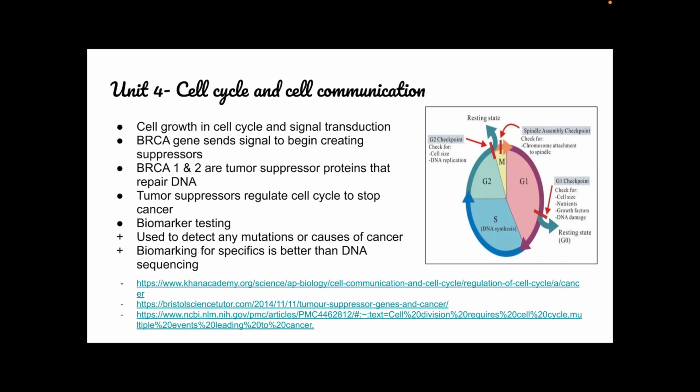Unit 4 was about the cell cycle and cell communication. In this unit, we learned about cell growth in the cell cycle and signal transduction. BRCA genes send signals to begin creating suppressors. BRCA1 and 2 are tumor suppressor proteins that repair DNA. Tumor suppressors regulate the cell cycle, as shown to the right in the photo, to stop cancer. A result of this in the lab was biomarker testing. Biomarker testing is used to detect any mutations or causes of cancer. Biomarking for specifics is also better than DNA sequencing, as it is cheaper and way faster.